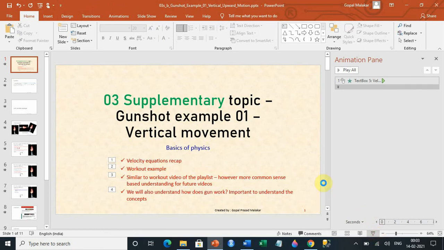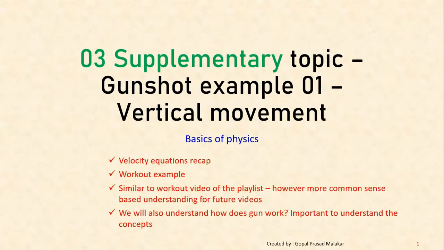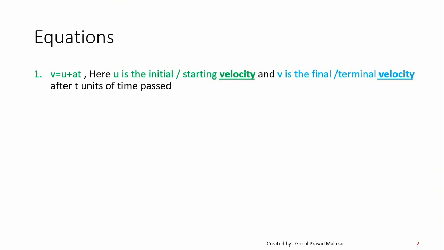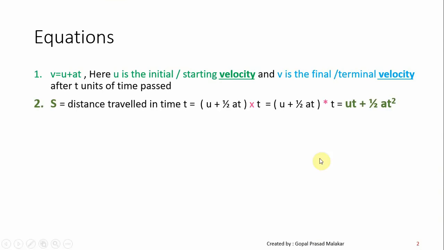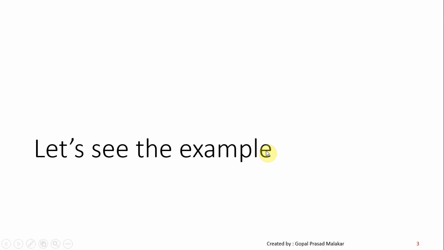So let's get going. Let's first of all recap the equations of velocity. We read about 3 equations: v equal to u plus at, s equal to ut plus half at square, and I also told you that when I write this star, it actually means multiplication. In the last video I explained how this equation comes up. Now let's see the example and relate to some concepts.